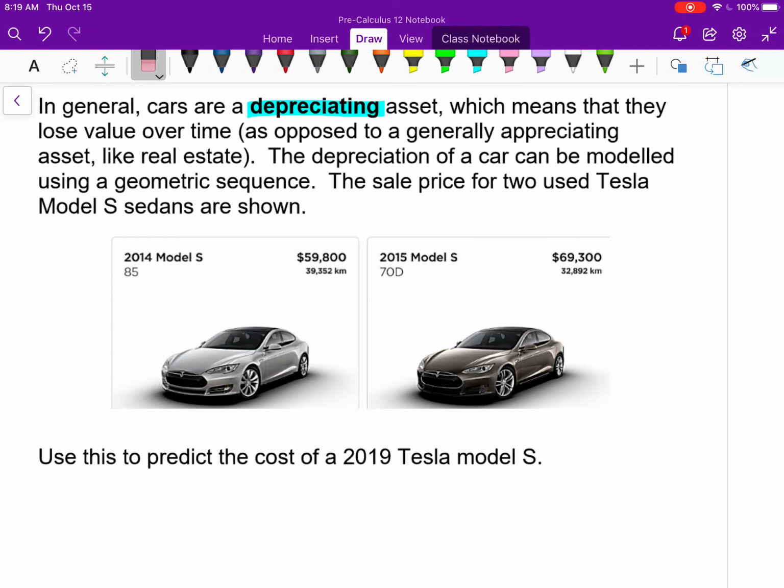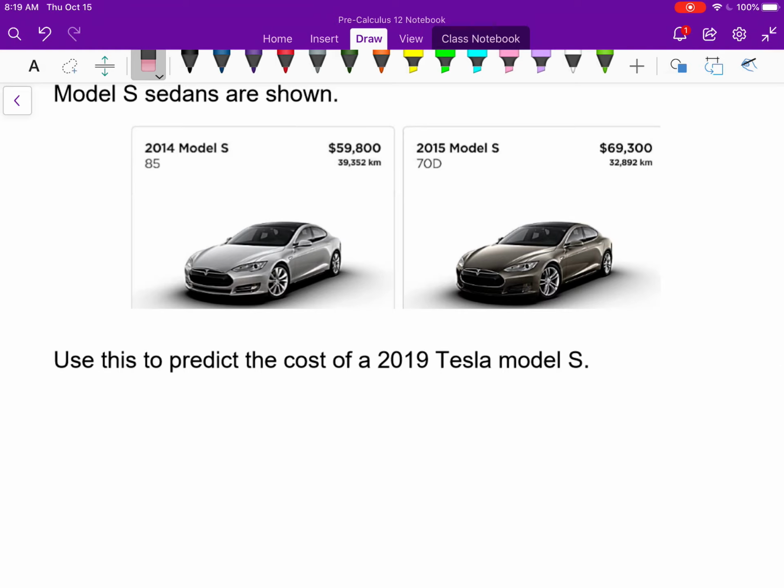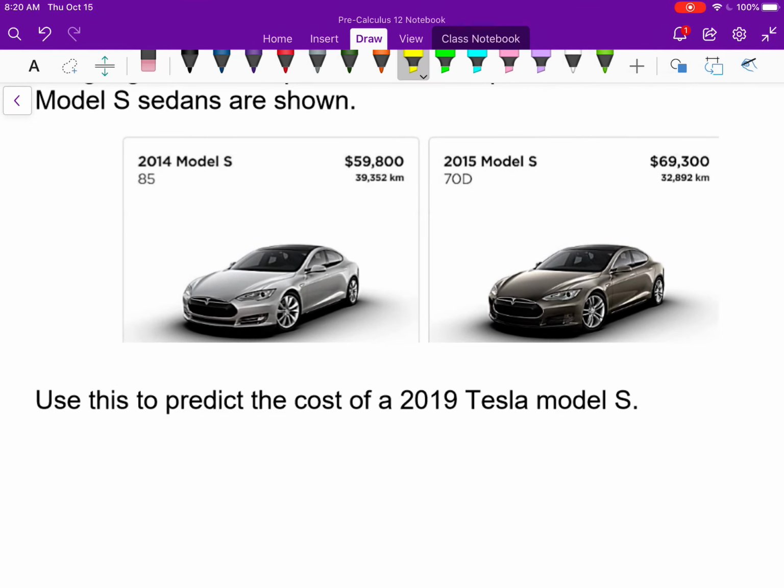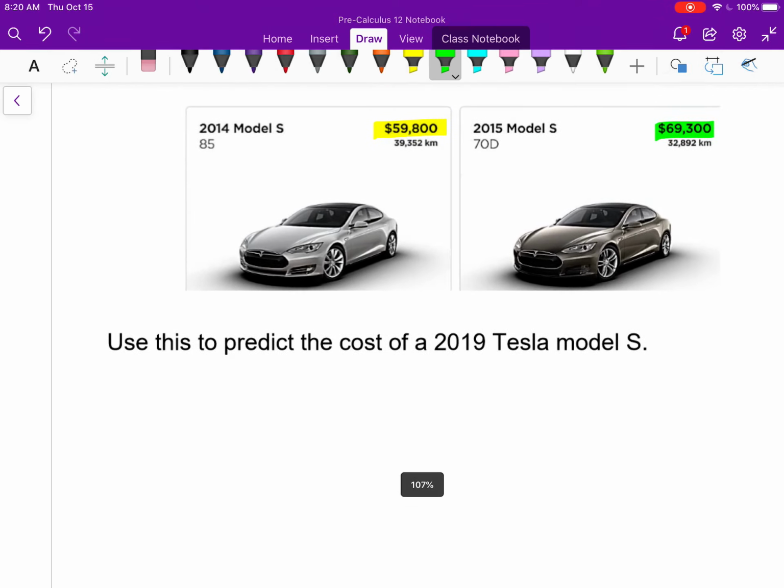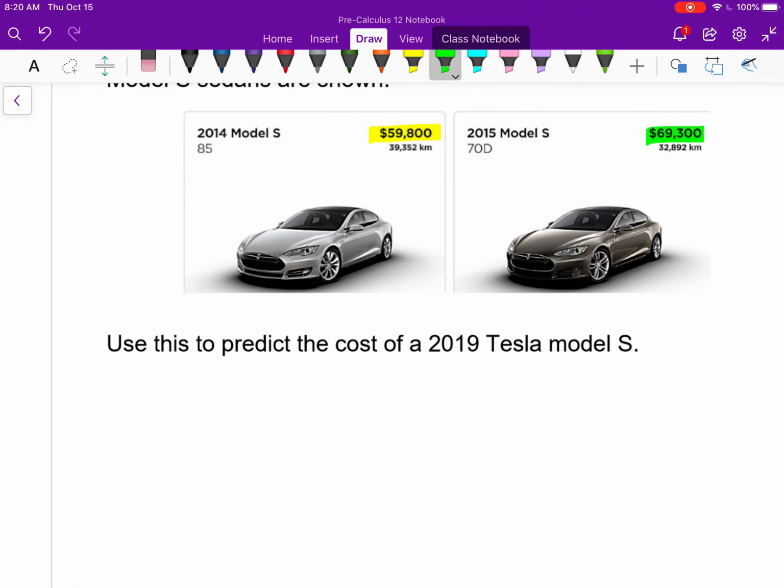Okay, so what I have here is two prices for two different models of the same car, the Tesla Model S. I have a 2014 model for about 59,800, and a 2015 model for 69,300. I want to use just this to make a prediction of what a 2019 model would cost. So how can I do this? Well, first I need to think, how can I set this up like a geometric sequence?